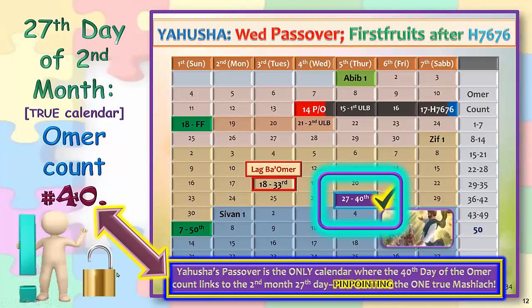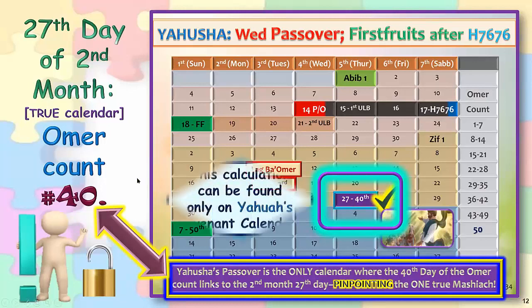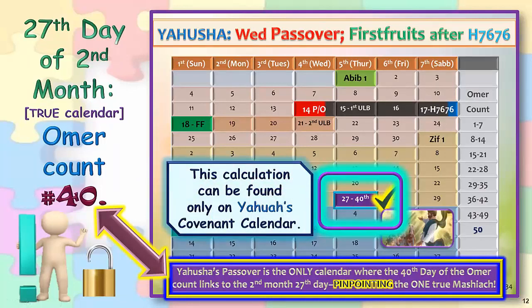This is an unlocked calendar. The covenant calendar is unlocked. This date here can only pinpoint Yahusha on an unlocked calendar. This calculation can be found only in Yahuwah's covenant calendar.